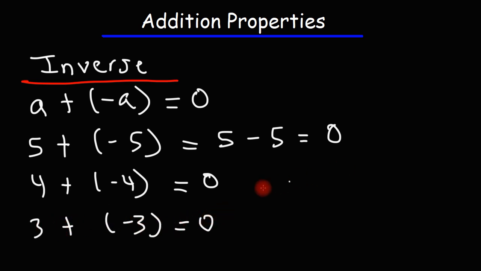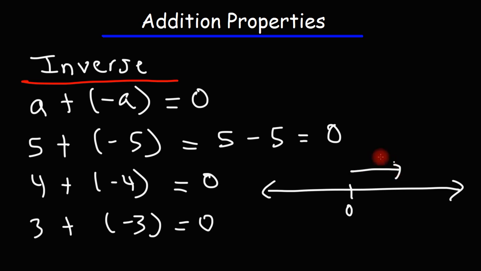And you can visualize this on a number line. So if you travel 3 units to the right, basically you're adding 3, you'll get to 3. And then if you add negative 3, which is the same as subtracting by 3, you go back to where you started. So you basically had a net result of not going anywhere. You end up back at 0. So that's how that works. A plus negative A cancels each other out.